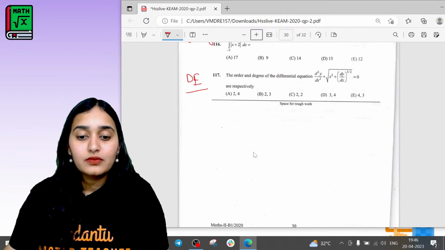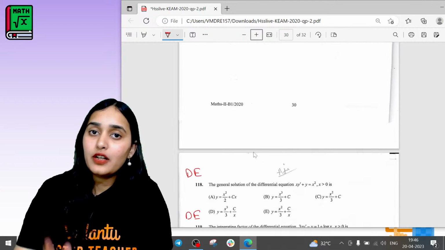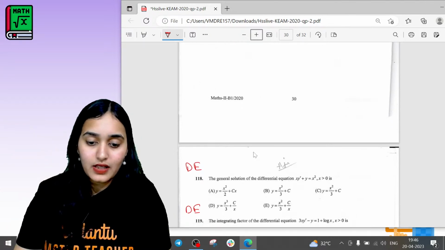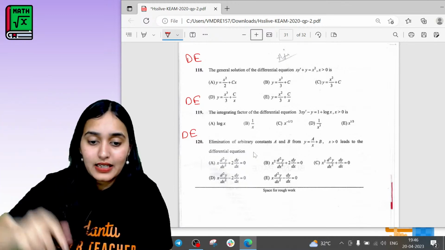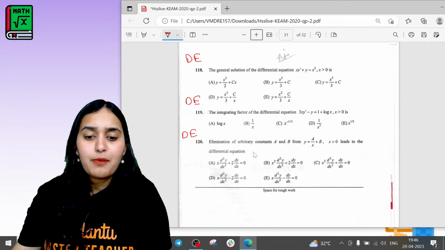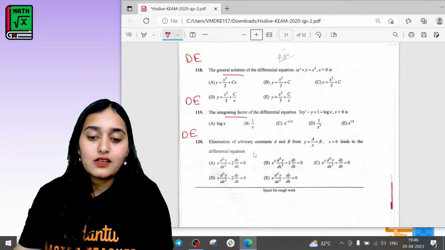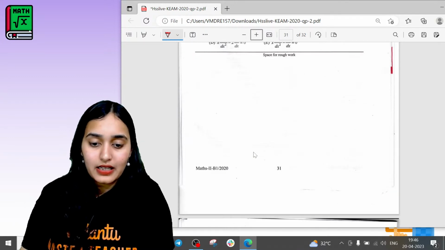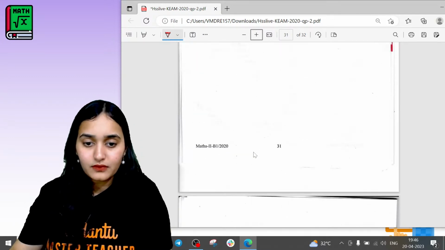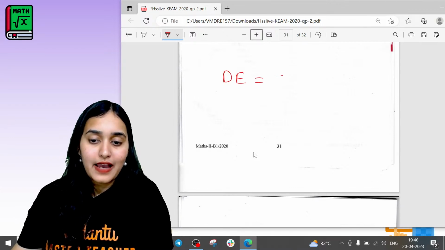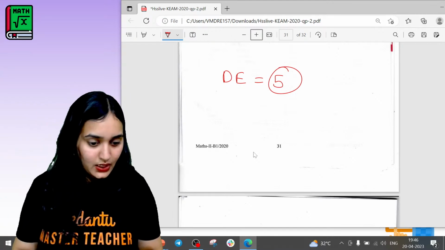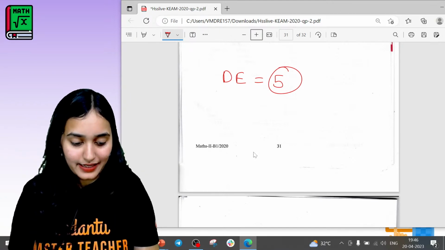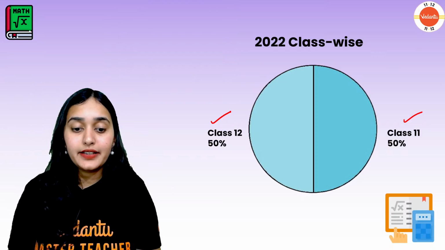Differential equation, order and degree questions we have already seen in the lecture. Order and degree questions are asked. Again, differential equation. Previously, one question was asked. Here, 4 questions asked. So, about integrating factor, general solution, removing the arbitrary constants. So, differential equation is having 5 questions. Okay. Cool. That's it.